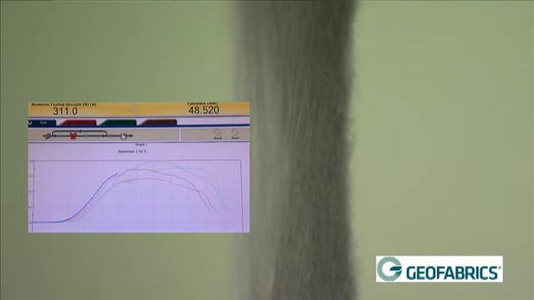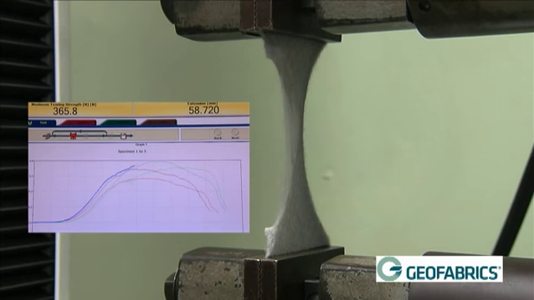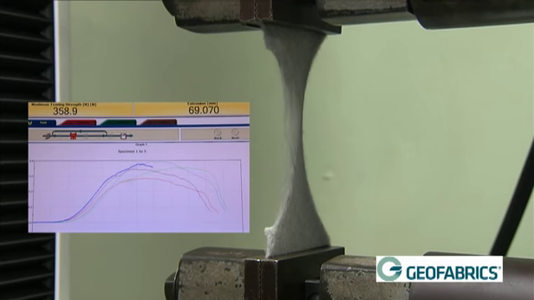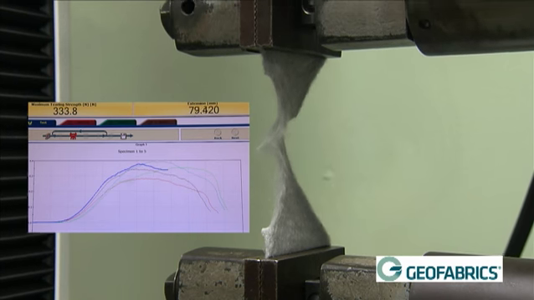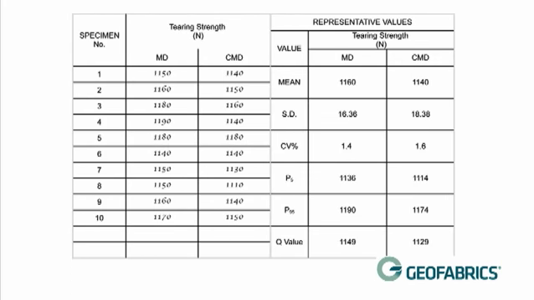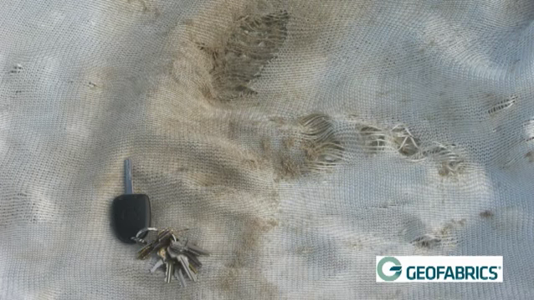The 10 specimens per direction are averaged to get an end typical result for that sample. The mean, standard deviation and coefficient of variation are reported. The two directions are reported separately and the 5th and 95th percentiles may be reported.